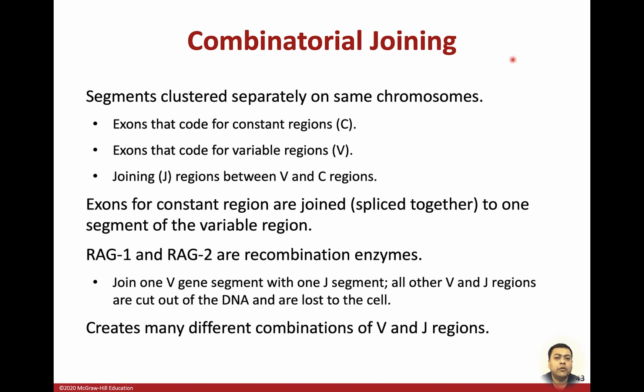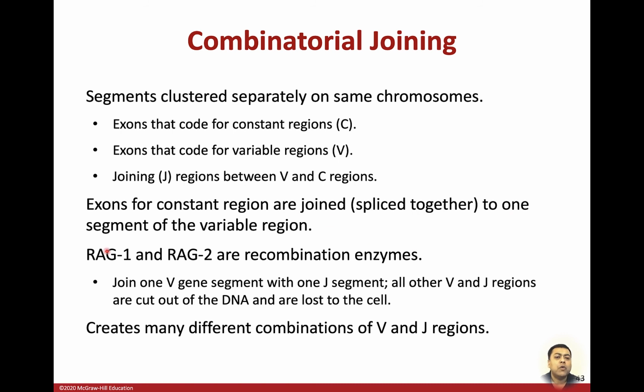So what is the combinatorial joining? The segments of different regions of these genes which make these antibodies are clustered separately on the same chromosomes. What are they? The exons that code for the constant region. So you have some constant region exons, exons that code for the variable region, and then the J region joining between the V and C region. So these are the exons, and in between these, there are all these different introns. So that's the very important part. All the exons for constant regions are spliced together to one segment of the variable region.